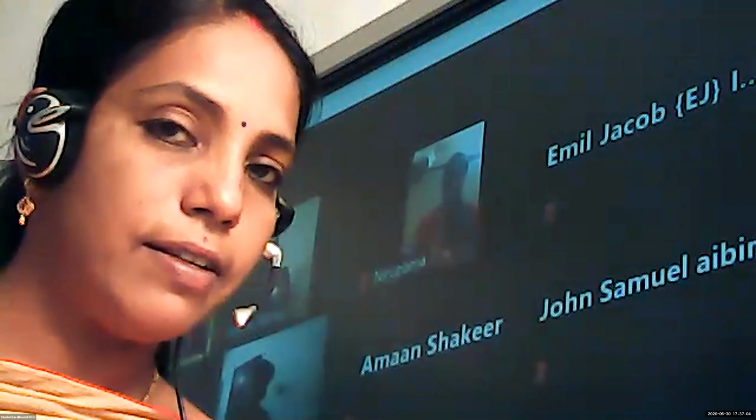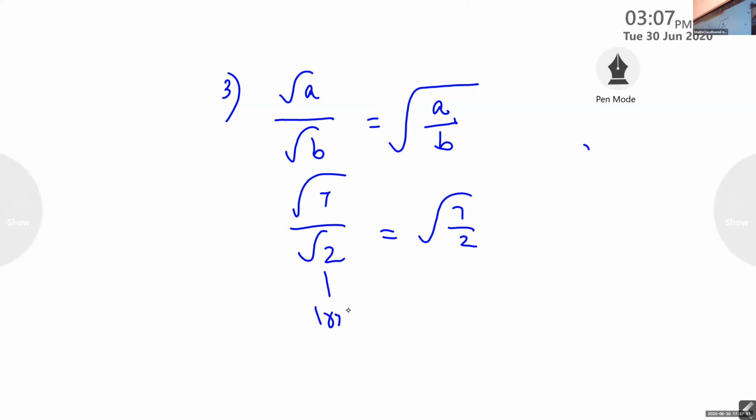Root 4 by root 3. Both should be irrational, both should be rational. Root 4 is a rational number because the answer is 2. Take any irrational number. Root 7 by root 2 equals root of 7 by 2. Root 7 is an irrational number, root 2 is an irrational number, and the answer is also an irrational number.